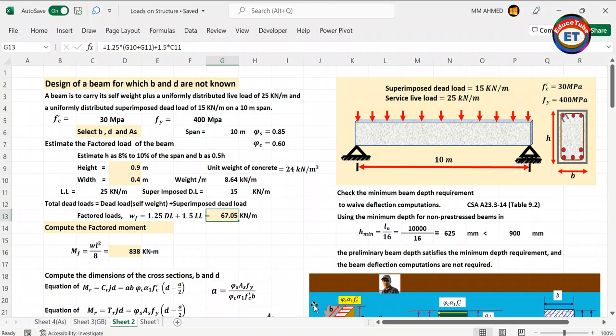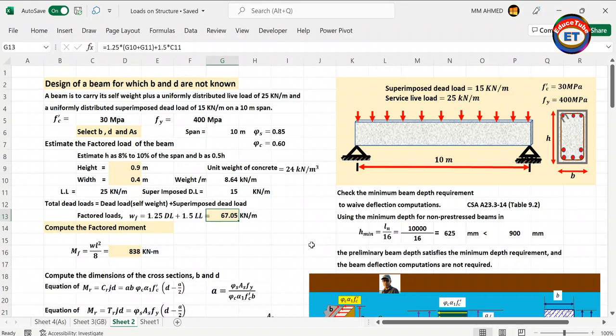Today, my topic is how to design a beam for which B and D are not known. So, first of all, I am taking an example of a simply supported beam and span is 10 meters. Having superimposed dead load 15 kN per meter, service live load 25 kN per meter. As well, I am taking f'c as 30 MPa, fy 400 MPa.